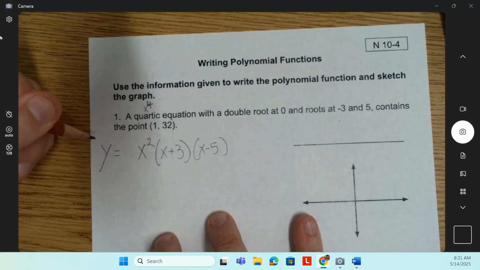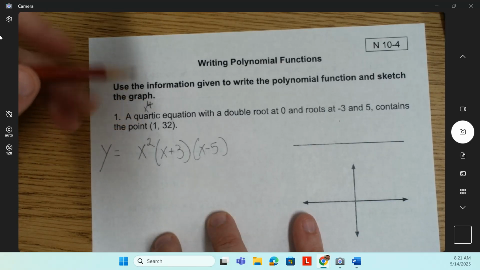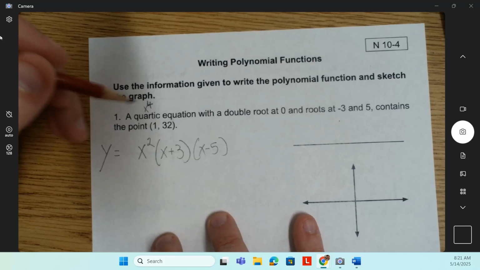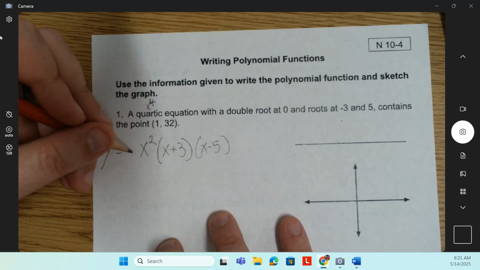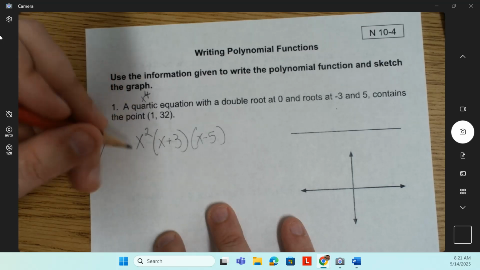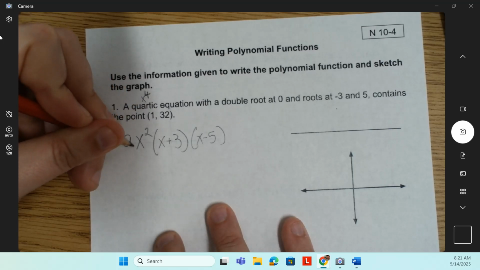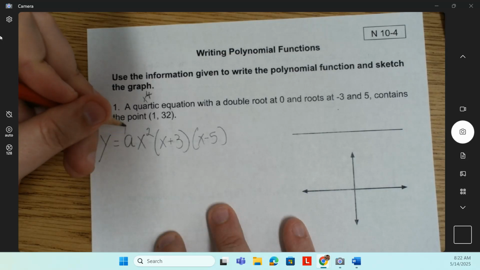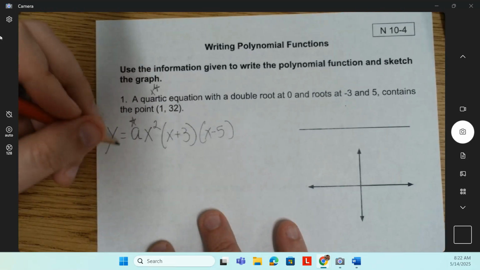And so we've also got, it says it contains a point (1, 32). And so what that's doing for us is we have the potential of a number up front here, and we need to figure that out since it gives us a point. So we're going to make that an a value. And what we're looking for is we're going to solve for that a value by putting in this point (1, 32).